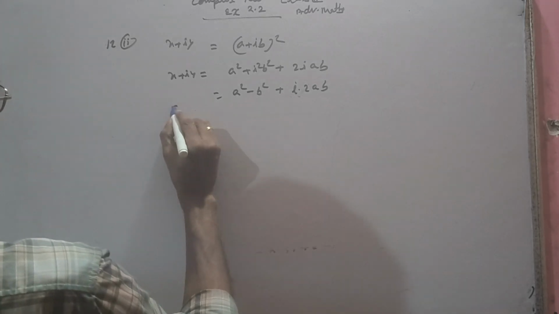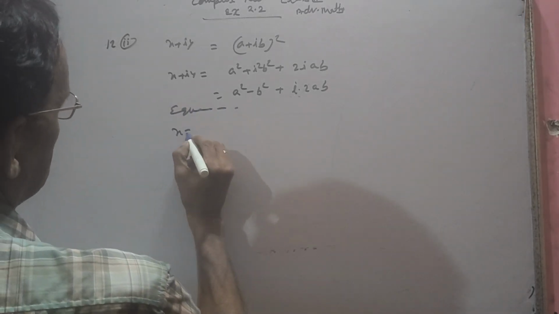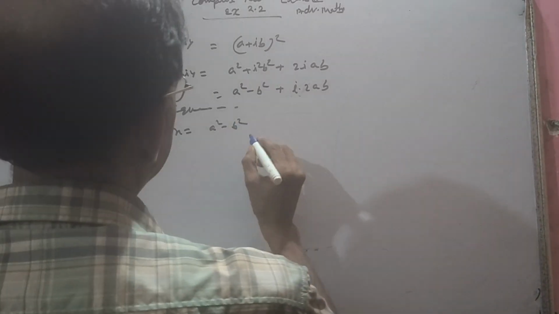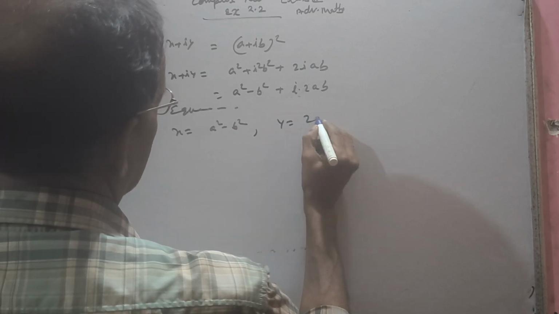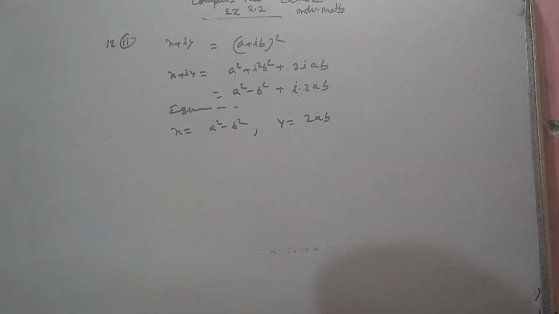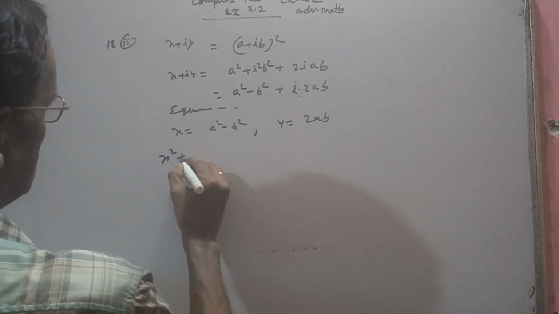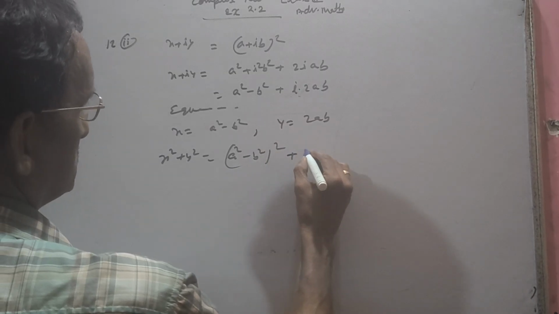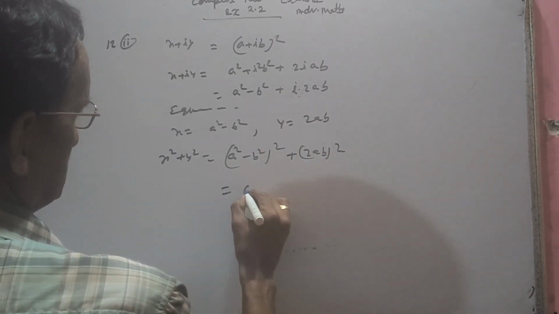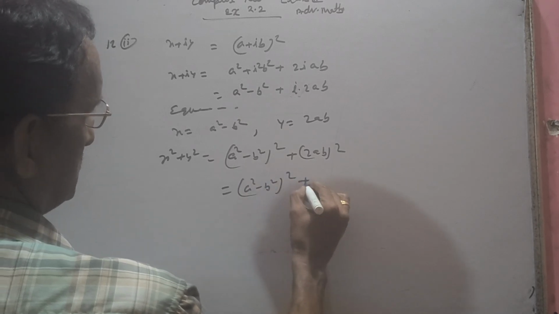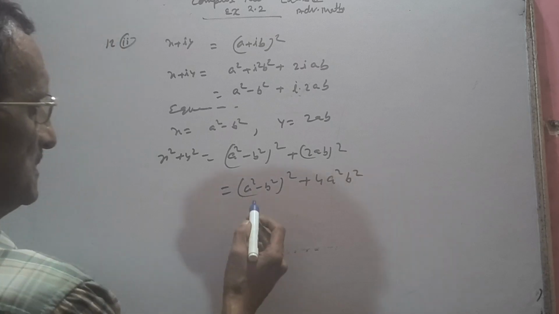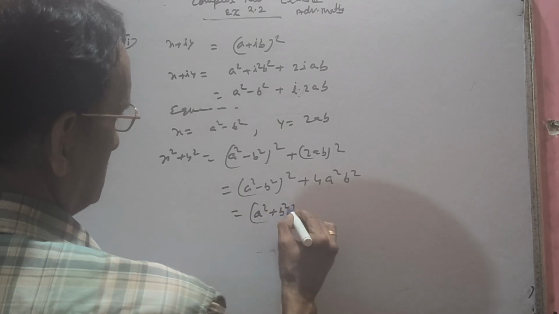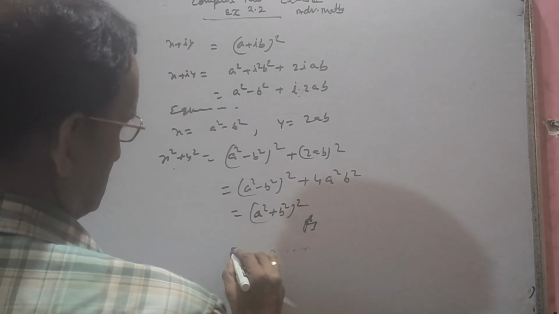So equating real and imaginary parts, what we will get? x equals a square minus b square, and y equals twice ab. The question is asking x square plus y square, no? To find x square plus y square: (a square minus b square) whole square plus (twice ab) whole square. This is (a square minus b square) whole square, this is 4a square b square. You know the formula (a minus b) whole square plus 4ab equals (a plus b) whole square. So the value of this is the answer.